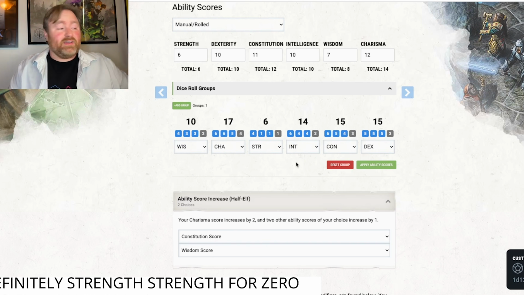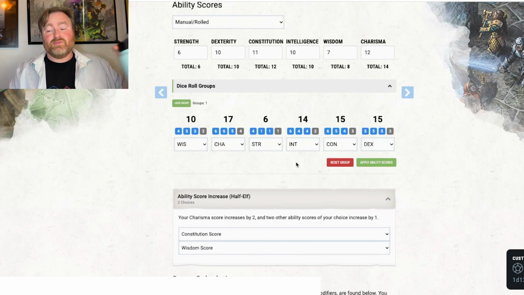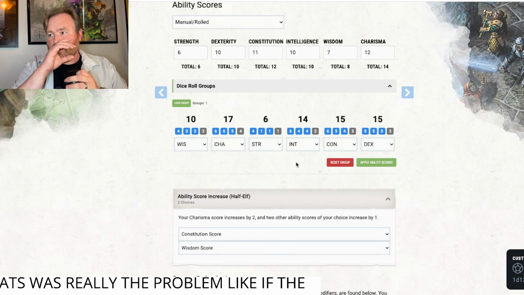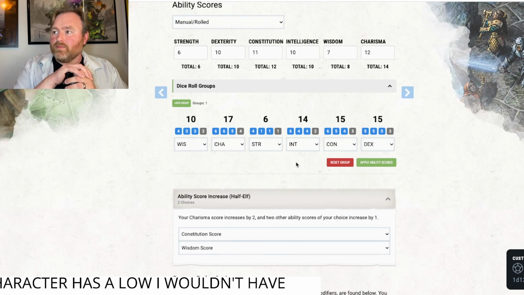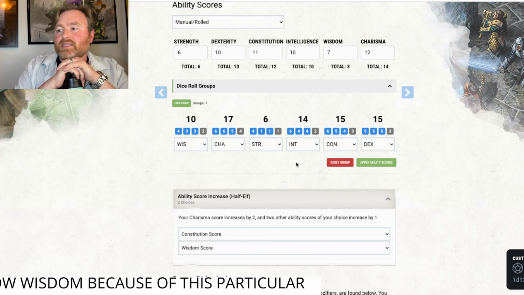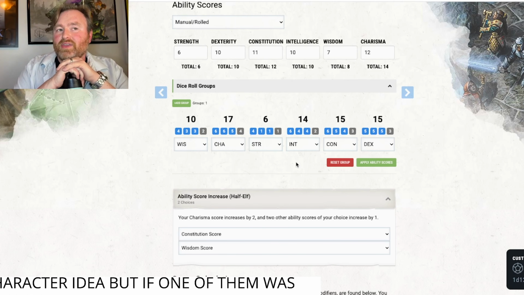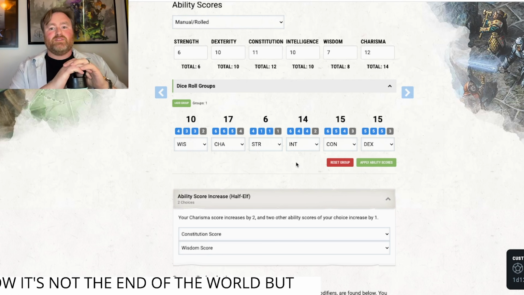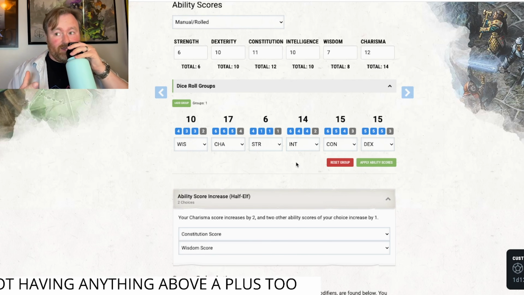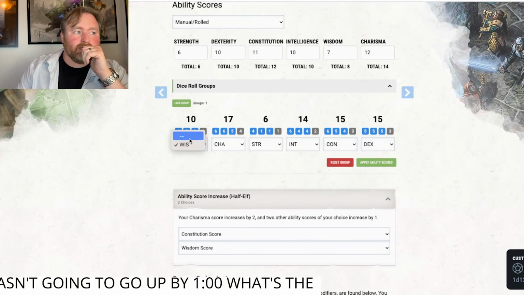I wouldn't have minded having low stats, but just not having high stats was really the problem. Like, if the character has a low... I wouldn't have been wild about low intelligence or low wisdom because of this particular character idea. But if one of them was low, it's not the end of the world. But without the high stats to make up for it, that's really what it was for me. Was not having anything above a +2. Only having one +2.